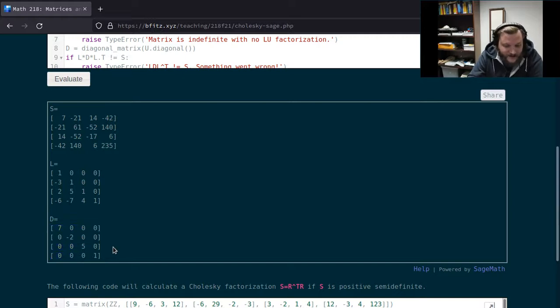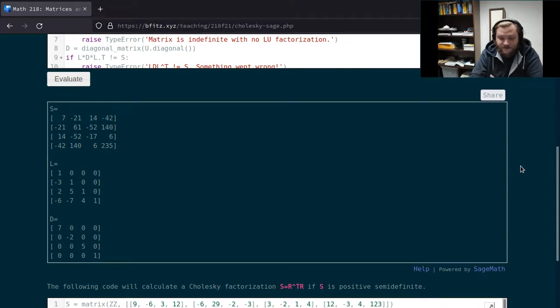One interesting thing about this one is that it looks like my entries in D are 7, -2, 5, and 1. So I have a mixture of positive and negative diagonal entries in D, which means this S was indefinite. So that's a more efficient way to establish the definiteness of S, because I didn't have to calculate any eigenvalues.